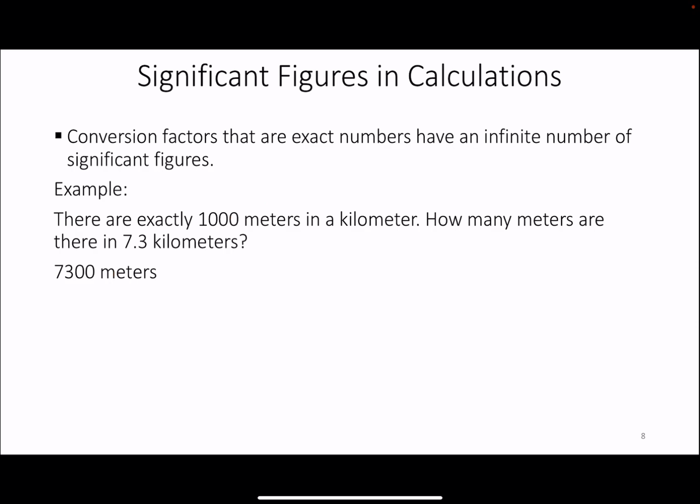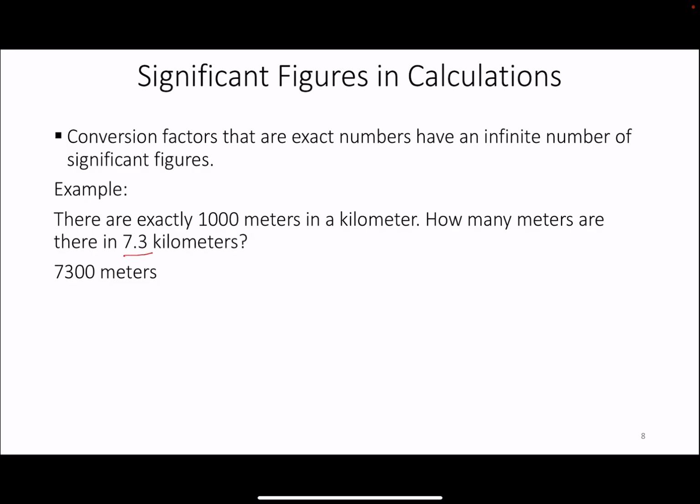Another thing with significant figures: conversion factors are exact numbers, and so they actually have an infinite number of significant figures. There are exactly 1,000 meters in a kilometer. How many meters are there in 7.3 kilometers? The answer is 7,300 meters.